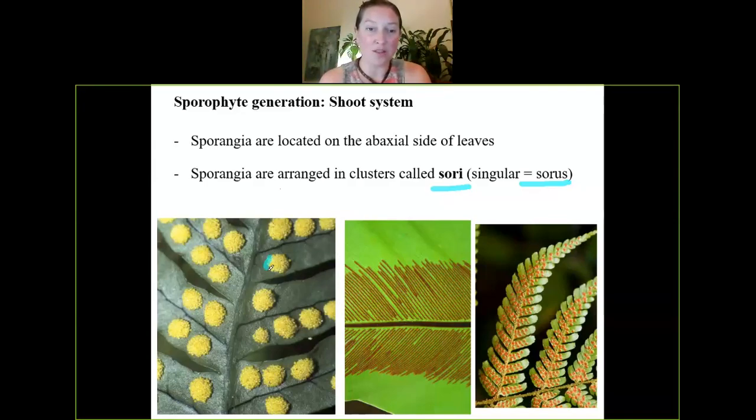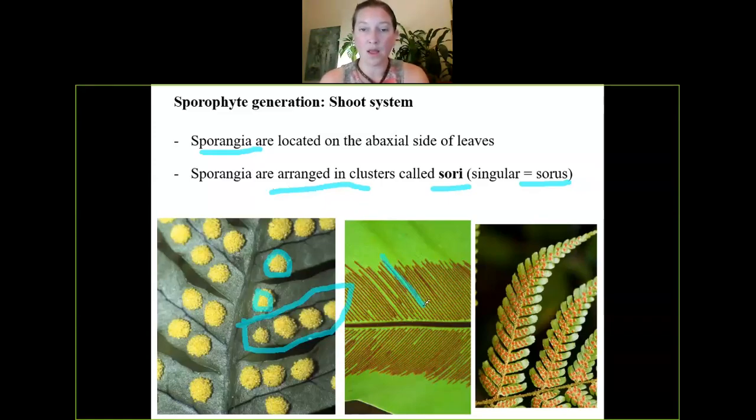All right, so here's one sorus, right? So this is a group of fern sporangia on the bottom side of the leaf. Here's another sorus, which is a cluster or group of sporangia, right? Sporangia that are arranged in clusters. Here are 4 sori. Sometimes the sori are grouped in circles or dots, like on this left one.